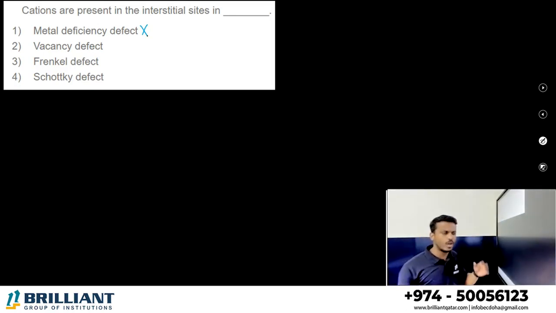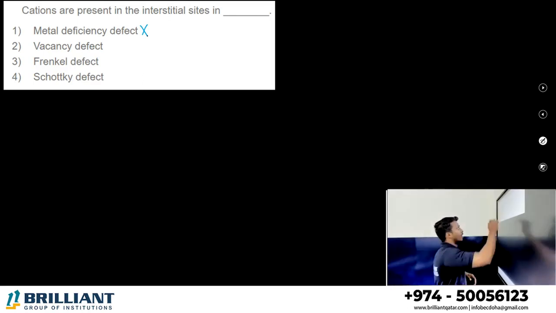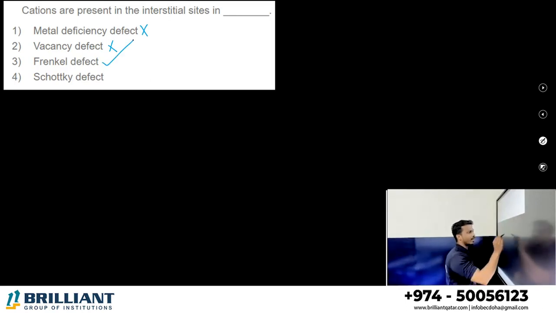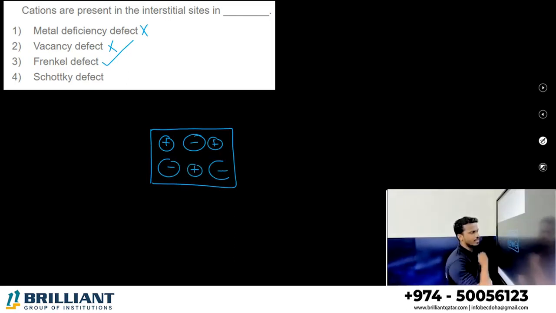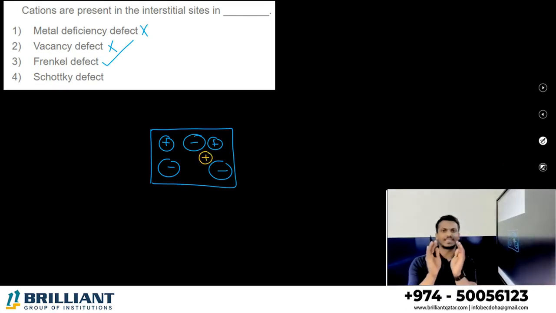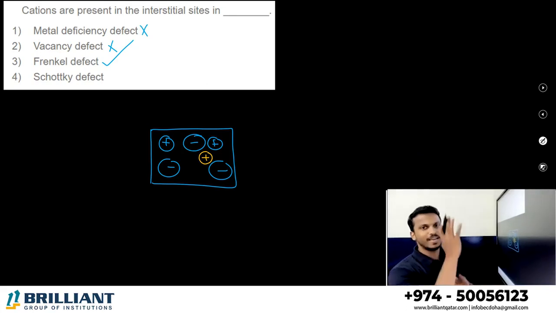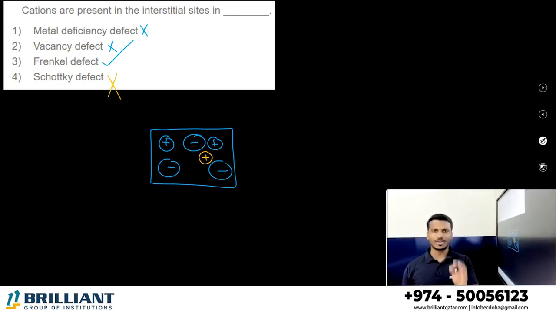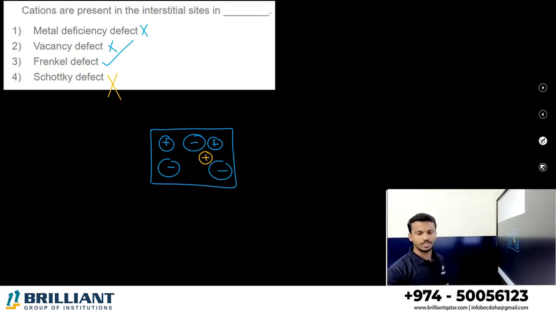Vacancy defect, what is it? When you heat a crystal, some constituent particles go missing, creating some vacancy. That's called vacancy defect. Can it be Frenkel defect? What is meant by Frenkel defect? There will be a cation and an anion. In a Frenkel defect, the smallest ion, generally the cation, dislocates from its original site and occupies the interstitial site or void. This is called Frenkel defect. So this is cations present in the interstitial site. Is Schottky defect possible? No. In Schottky defect, an equal number of cations and anions are missing from the original lattice sites. So that's not correct. Option C is the correct answer.